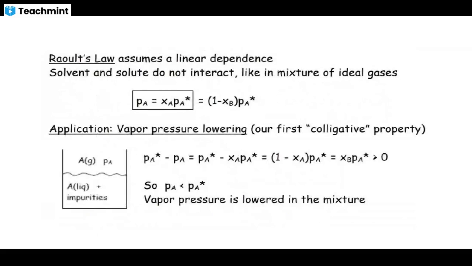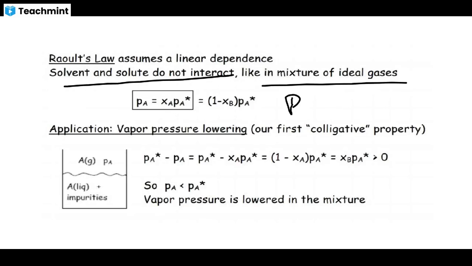So there is a linear dependence, and solvent and solute do not interact. Like in a mixture of ideal gases, in an ideal gas the partial pressure of A is nothing but XA into P. Here PA is the partial pressure of A, and XA is the mole fraction of A.